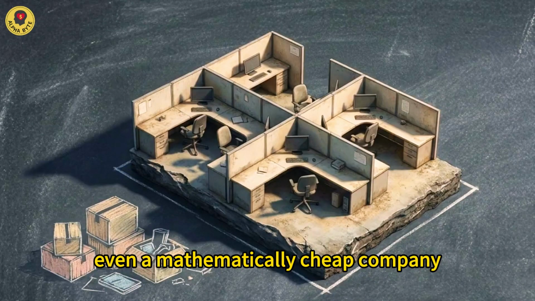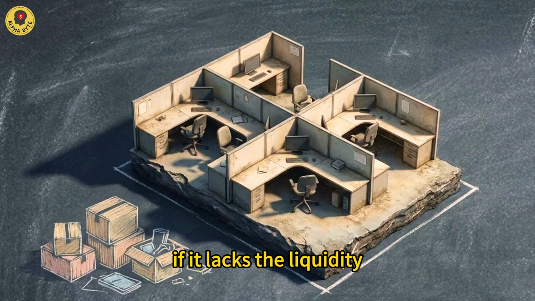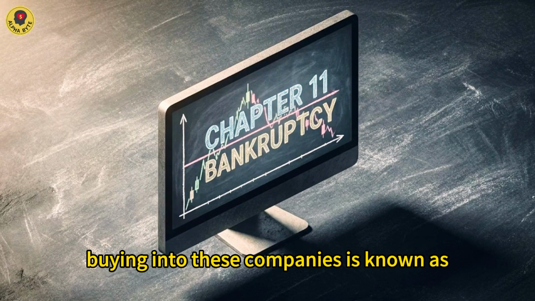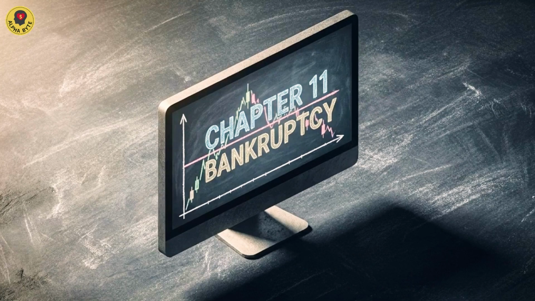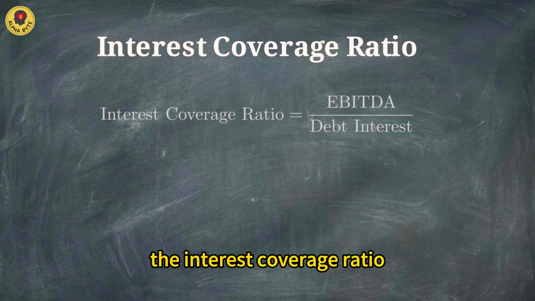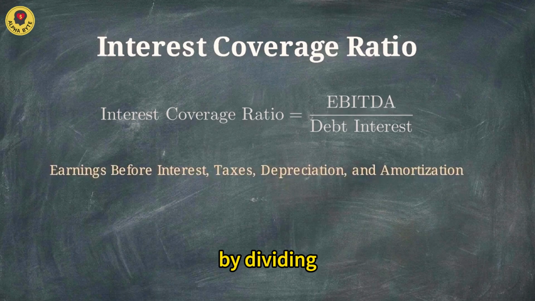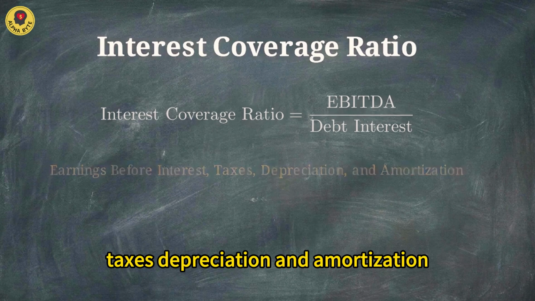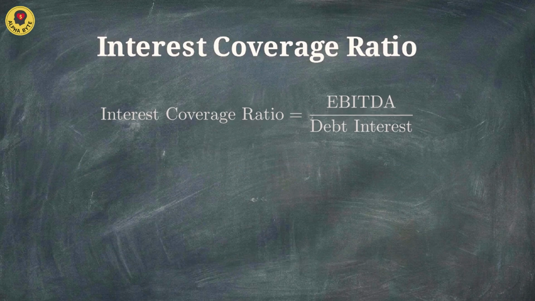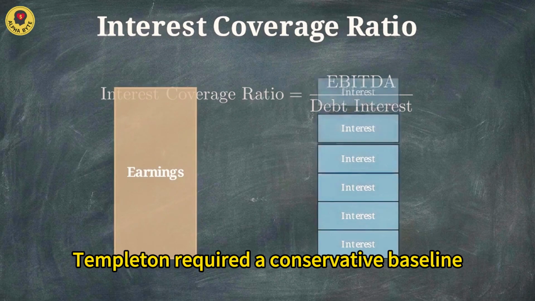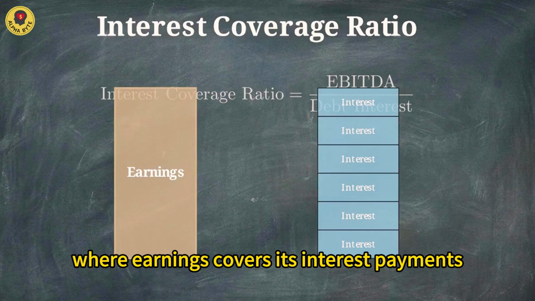Even a mathematically cheap company is a massive liability if it lacks the liquidity to survive an ongoing macro shock. Buying into these companies is known as falling into a value trap. This balance sheet breakdown isolates our primary liquidity filter, the interest coverage ratio. By dividing EBITDA, earnings before interest, taxes, depreciation, and amortization, by the debt interest, we can see exactly how much cushion a company has. Templeton required a conservative baseline where earnings covers its interest payments 6 times over.